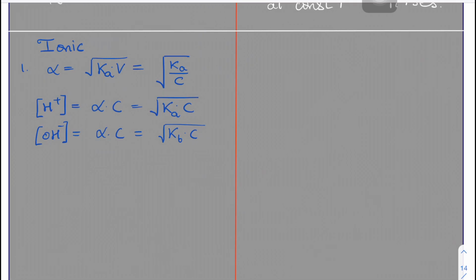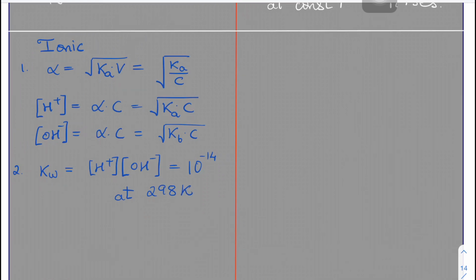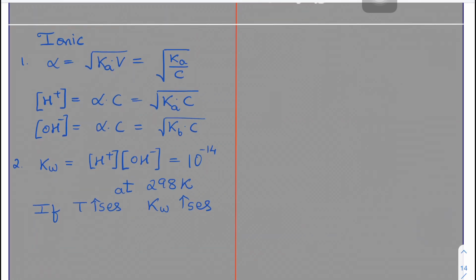Kw, which is the ionic product of water, which is the concentration of H plus or H3O plus into OH minus, which should be equal to 10 raised to minus 14 at 298 Kelvin. If temperature increases, Kw also increases. Do remember that the equilibrium constant is a temperature dependent quantity that will also affect the ionic product of water. Formula we could be having again with respect to Kw, which is equal to Ka into Kb.